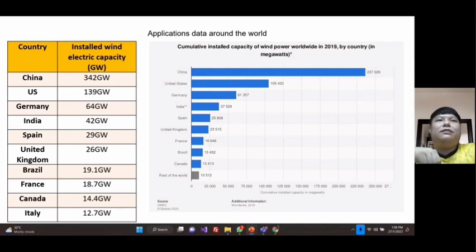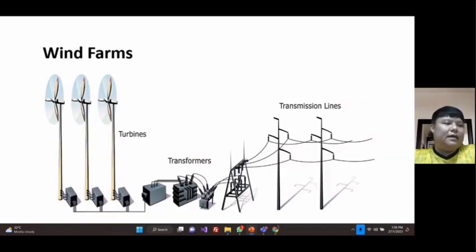The electricity capacity is 342 gigawatts, and the US is 139 gigawatts, followed by other countries. Then this is how the wind turbine farm works. The wind turbine powers the air and goes through the transformer and into the transmission line to the village or city to generate electricity.